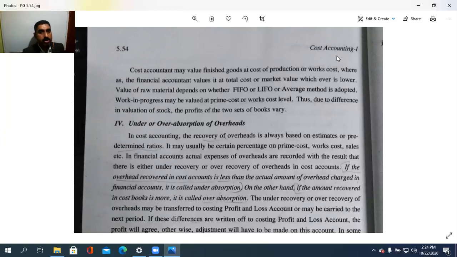Isn't it? So the total cost or the market value, whichever is the lower one. So that is the main difference between. അപ്പൊ രണ്ടും തമ്മിൽ വെച്ച് നോക്കുമ്പോൾ there is a difference between the profit to be taken by the cost accountant as well as the financial accountant, isn't it? So therefore both the books having different profits. അതാണ് valuation of the stock, adoption of the items, stock items.